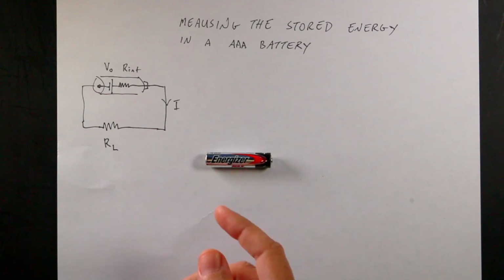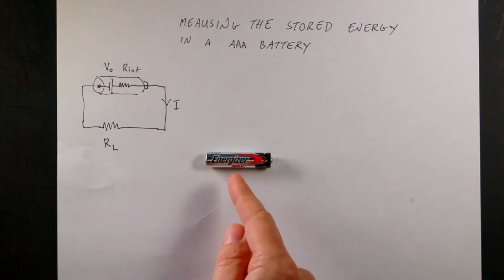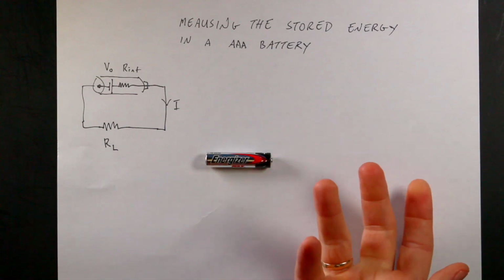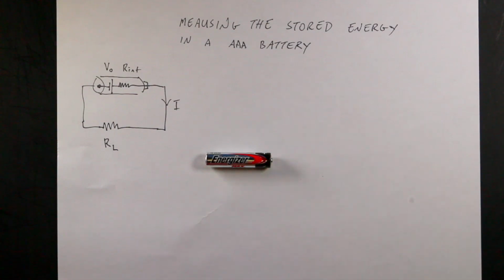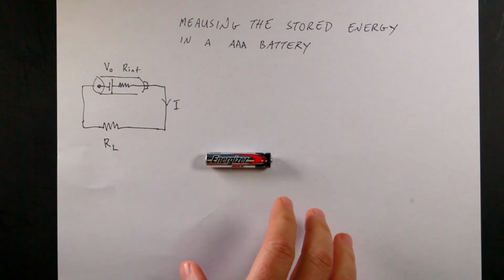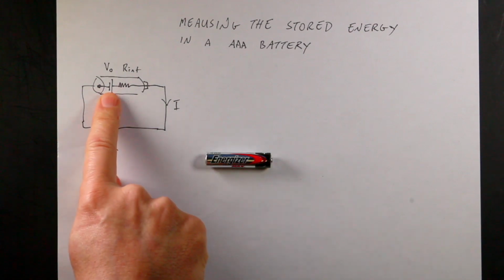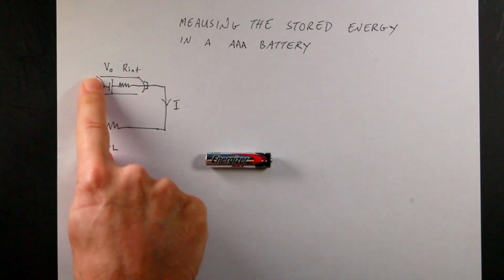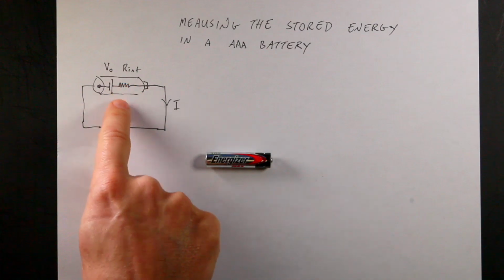So if I take a real battery like this, I can't get any amount of current out of there. And we can model this limitation of the battery by assuming there's a perfect voltage source inside and an internal resistance. And that all is inside of it. And that's what we call the internal resistance.